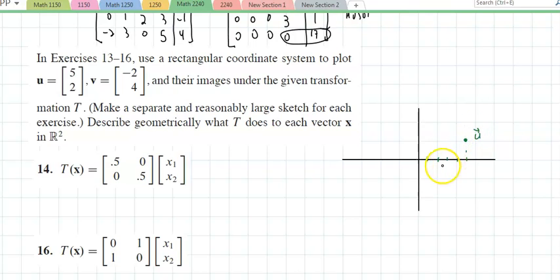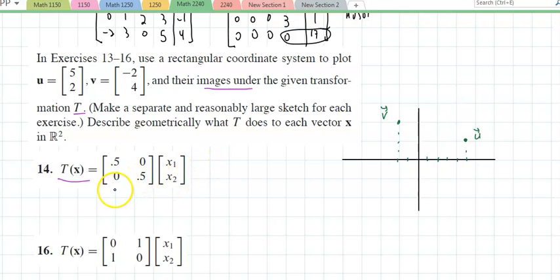Right? And v is at negative 1, negative 2, 1, 2, 3, 4. There's vector v. It says use rectangular coordinates to plot those, I did, and their images under the transformation T. There's T. Describe geometrically what T does. Okay, well, let's see how this works.